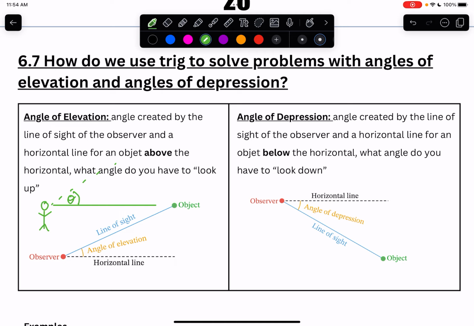This is compared to an angle of depression, an angle created by the line of sight of the observer. Again, you're standing here. Here's your line of sight, and a horizontal line, for an object below the horizontal. So then you're saying, how far do you have to look down, for example, at an ant on the ground? This would be your angle of depression.